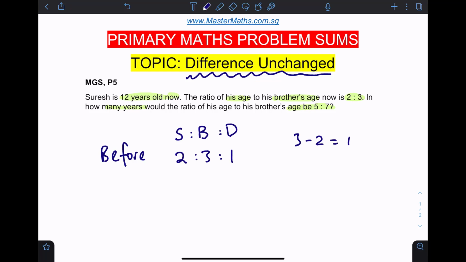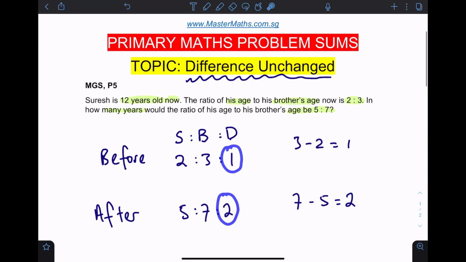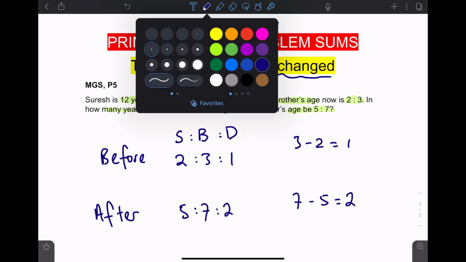Okay, now in how many years' time will the ratio then be 5:7? This is the after case. The difference right now is 7 minus 5, which is 2 units. So we cannot allow this to be different because the age difference must be the same. So how do we tackle this?